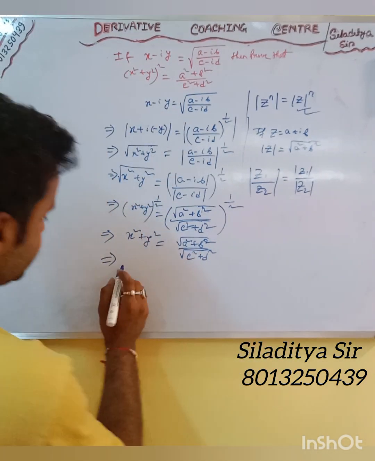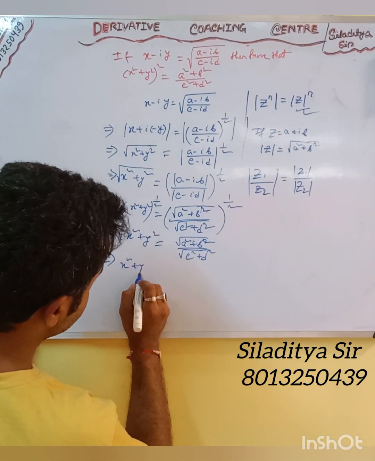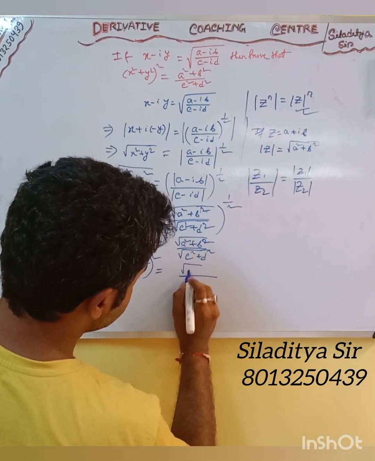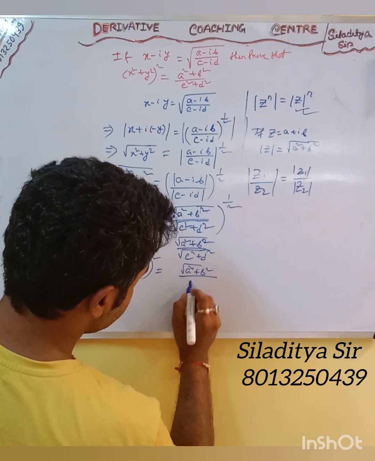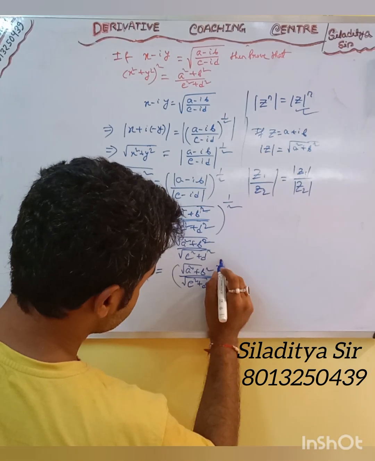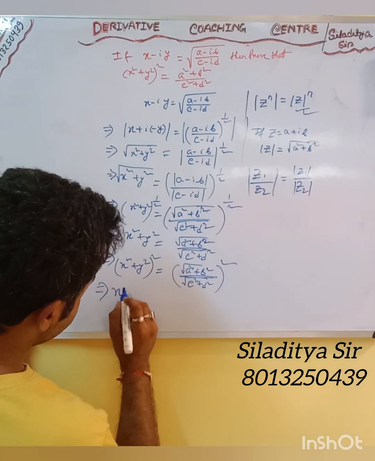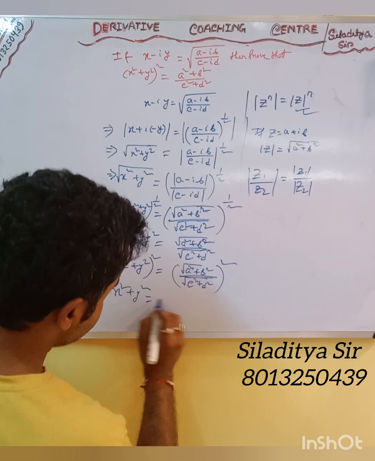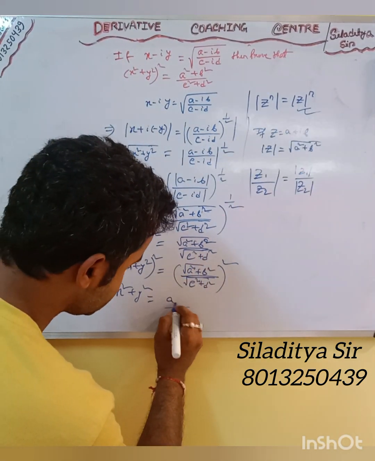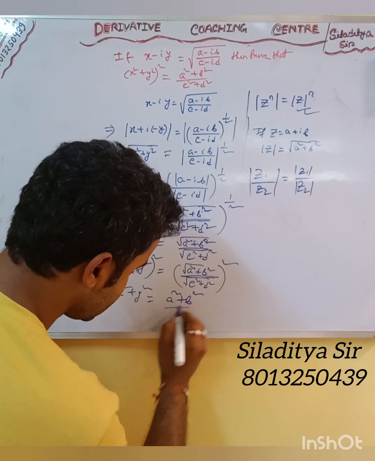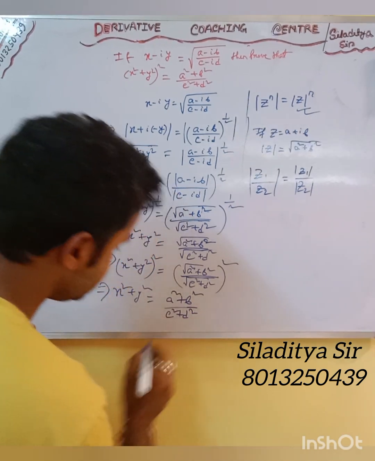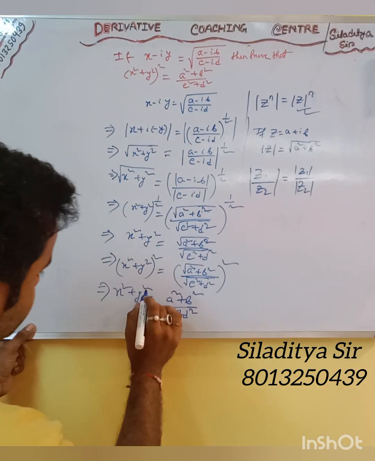Okay, now do one thing, squaring both sides. Then we get x square plus y square whole square, and that is a square plus b square over c square plus d square. And then we get x square plus y square, that is equal to root over a square plus b square whole square, that means a square plus b square, and similarly this one is to be c square plus d square.